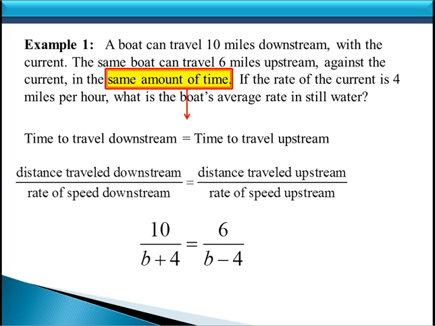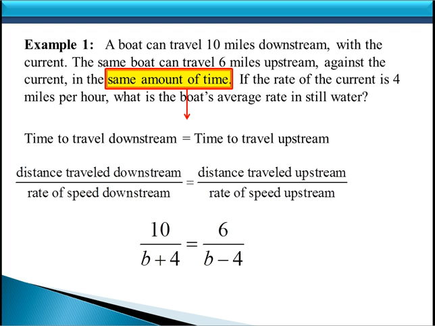Okay, so now let's plug those in along with our distances that were given. So 10 miles was the distance traveled downstream, so we'll put 10 in that numerator, and then as we just figured out, the boat speed would be b plus 4 downstream. And then we put 6 miles in for the distance traveled upstream, and divide that by the rate of speed upstream, which we figured out to be b minus 4.